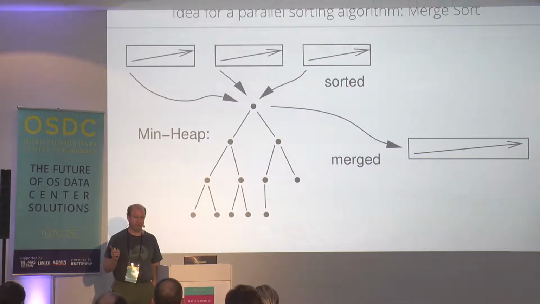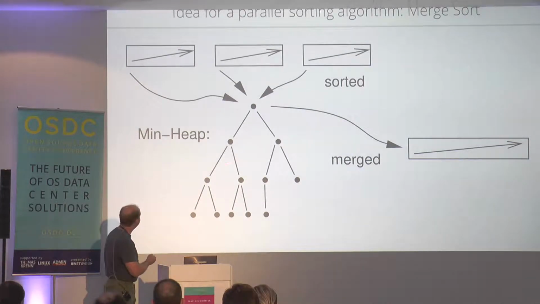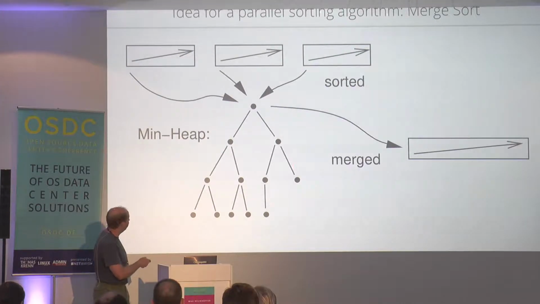It's not the comparisons. It is getting the memory into the CPU, which stops you from using all 32 cores. That is the problem. So now what can you do? You use something like a min heap. A min heap is a data structure. You don't have to know the details.